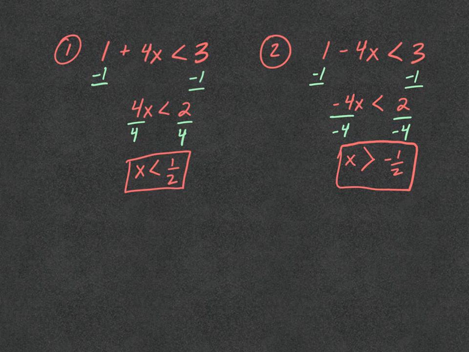I need a number that's greater than negative a half. I think the easiest number that's greater than the negatives is 0. So think about if I was to plug back in 0. 0 should work because it's greater than a negative number. So let's plug in 0.